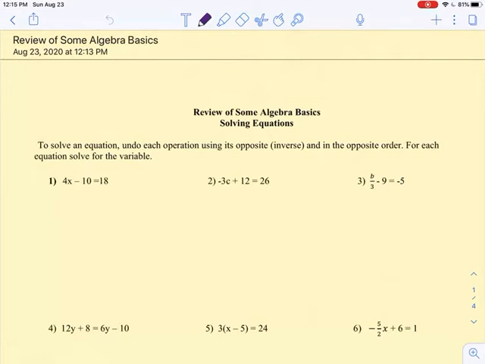All right, so the first page is all about solving equations. Remember, to solve an equation, we're undoing each operation. We're basically using the inverse. We're doing the opposite of whatever's there, and we're doing it in the opposite order.